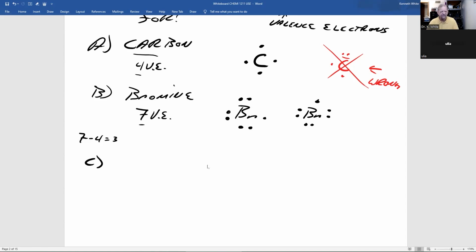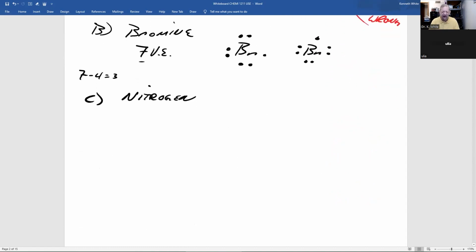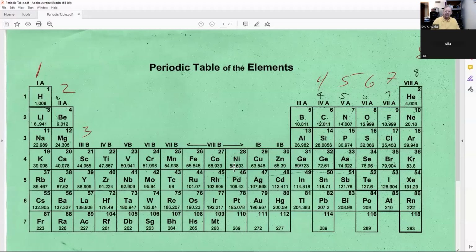And now I'm going to share the fun, and let's do nitrogen. Draw the Lewis structure for nitrogen. So you need to find the number of valence electrons. Here's a periodic table. I'll let you try it, and then I'll do it. I'll give you 15 seconds. Go. I'll give you a bonus 5 seconds. All right.